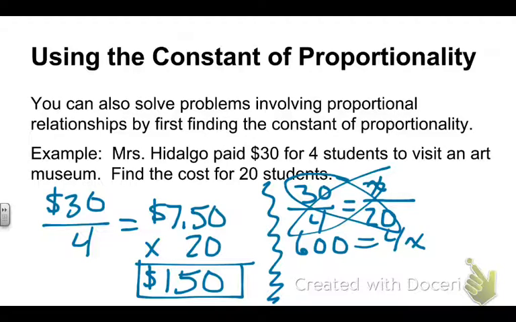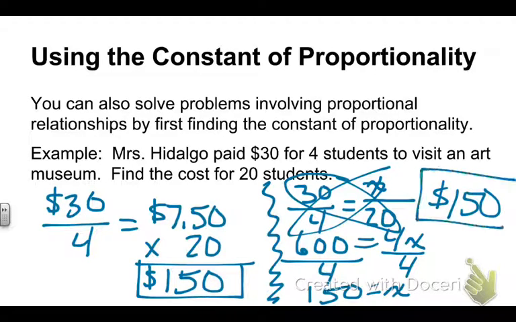I need to solve for x. X is being multiplied by 4, so do the opposite of multiplying by 4. Divide by 4 on both sides. So 600 divided by 4 is going to give me 150 is what x is. And again, my answer is 150.